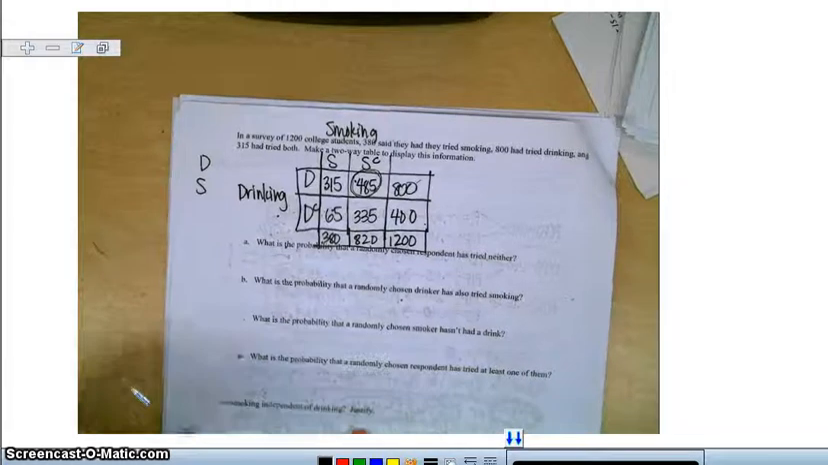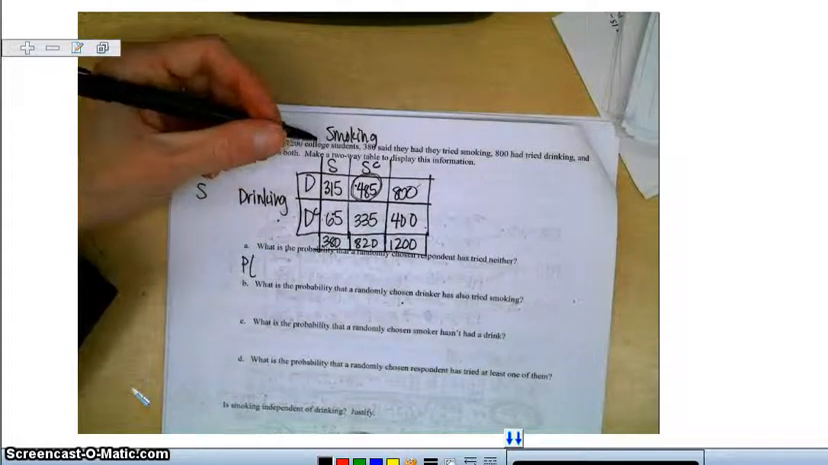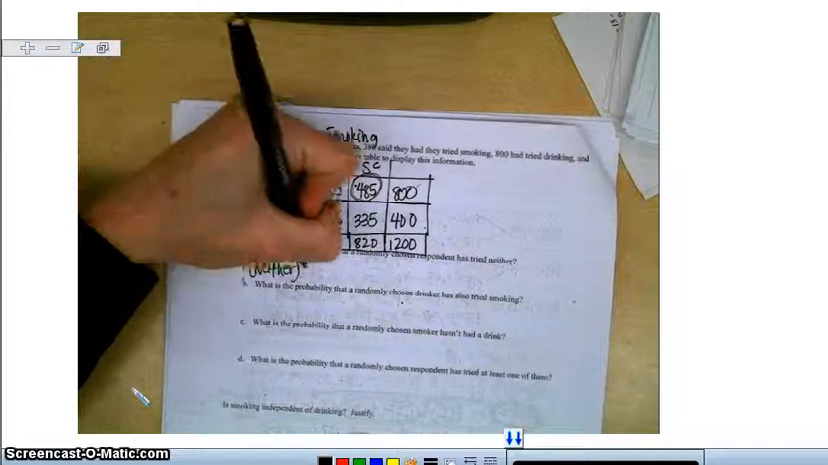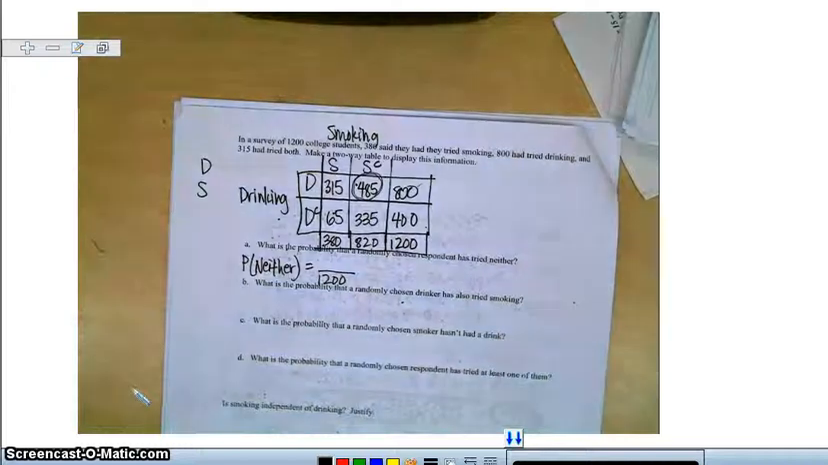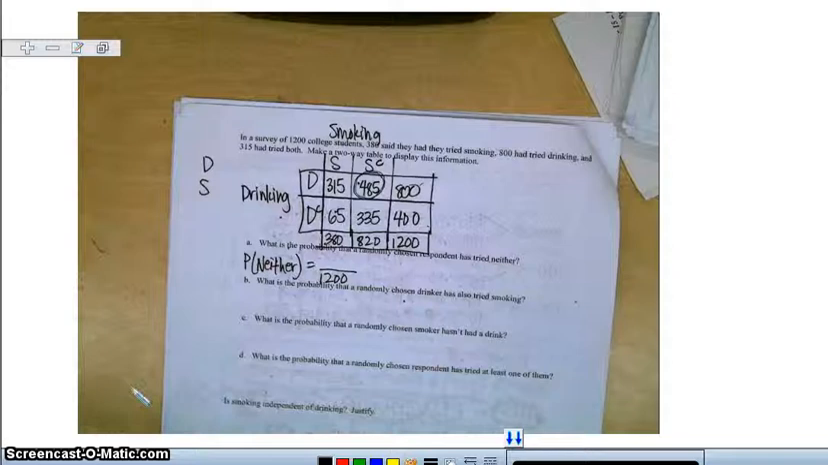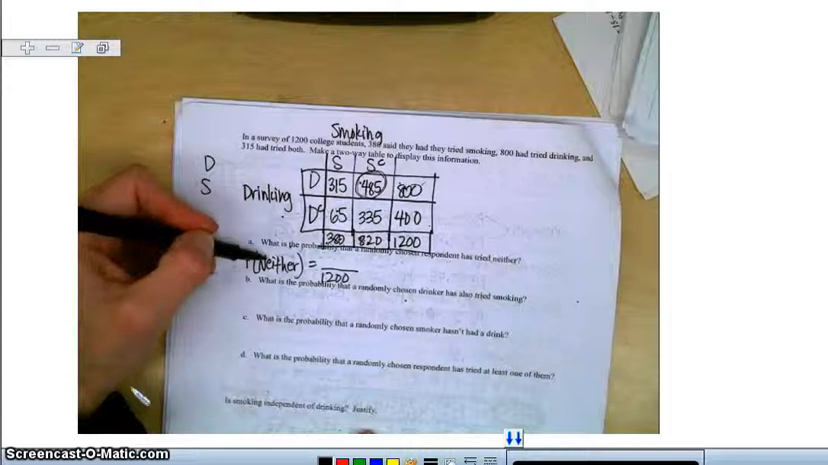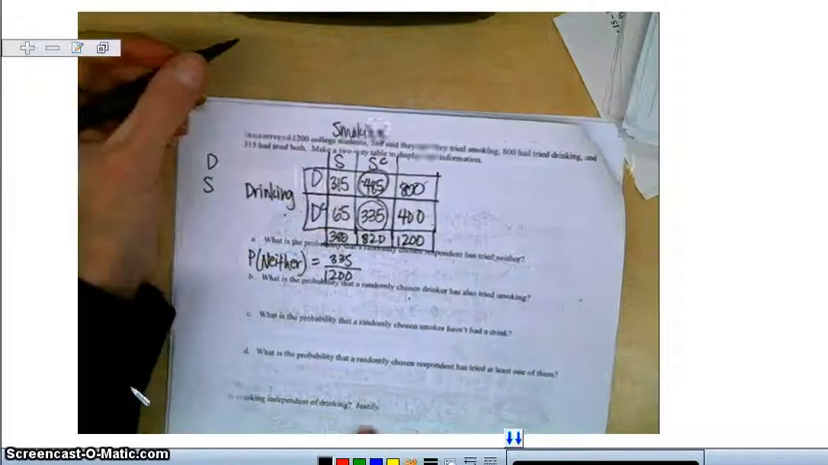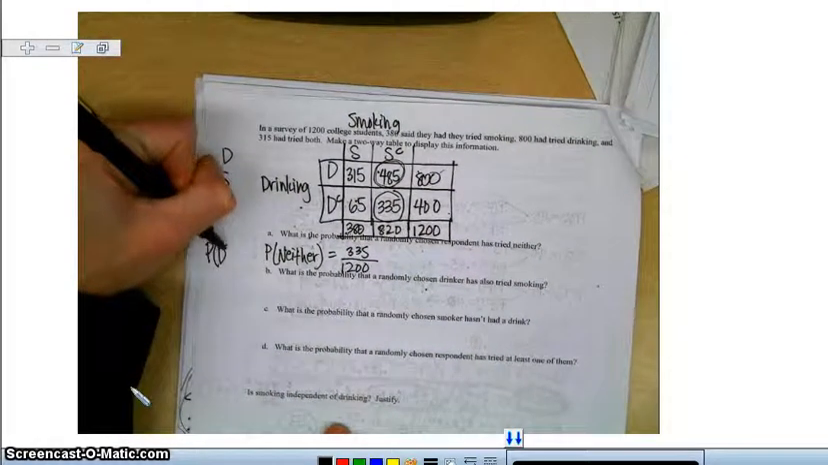Okay, so what is the probability that a randomly chosen respondent has tried neither? So the probability that they've tried neither, okay? Hold on. It's out of how many? All of them. It's always out of all of them unless it's what kind of probability? Conditional. When you're dealing with a two-way table, it's always out of everybody unless it's conditional. Then the condition narrows it down to one of these other numbers. So the probability that they've tried neither, that would be this number right here. So 335 out of 1,200.